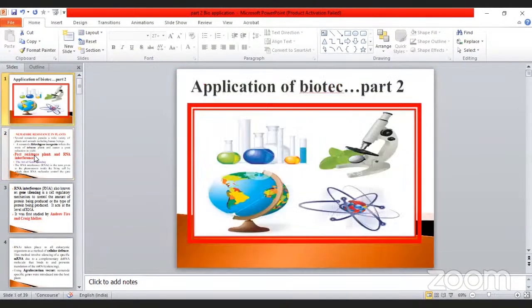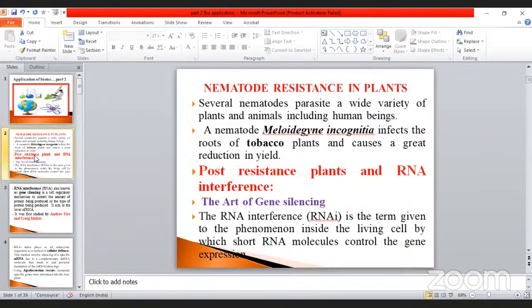So today what we discuss is nematode resistance in plants. Several nematodes, particularly Meloidogyne incognita, infect the roots of the tobacco plant and cause a great reduction in yield. This is the first point. Not only that, some of the host-resistant plants use RNA interference, which is also one of the gene controls. It controls gene expression.